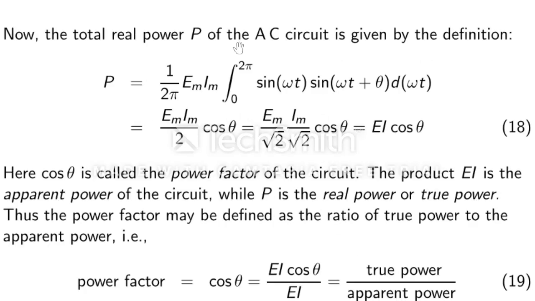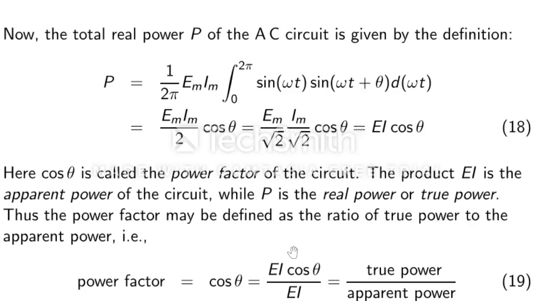Now the total real power P of the AC circuit is given by the definition P is equal to 1 by 2 pi times Em into Im, integrating between the limits 0 to 2 pi sin of omega t into sin of omega t plus theta into d of omega t. Therefore, P is equal to Em into Im by 2 times cos theta. We can rewrite the same equation in this form, that is Em by root 2 times Im by root 2 times cos theta, which is equal to E into I cos theta.